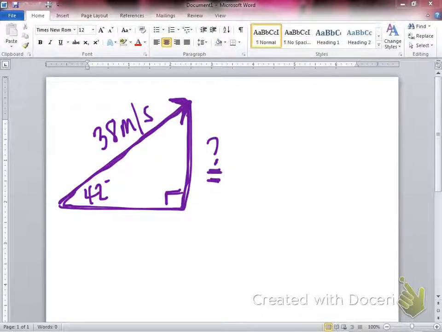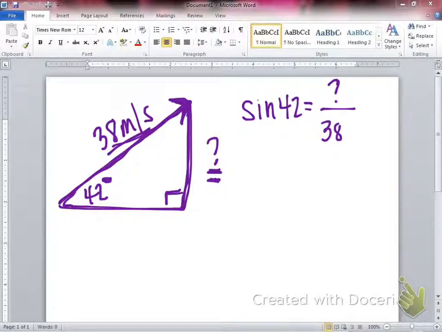Okay, which trig function will I be dealing with here? What do we think? Sine. Good, because I have my hypotenuse and I'm trying to find my opposite side. That side is opposite of my 42-degree angle. This side would be adjacent to my 42-degree angle. So I'm going to plug in sine of 42 equals question mark, or my opposite side over my hypotenuse, which is 38.